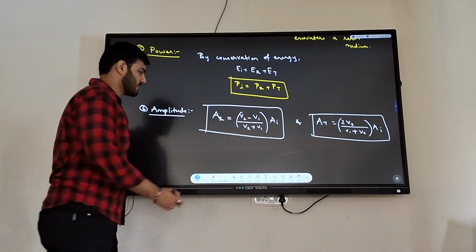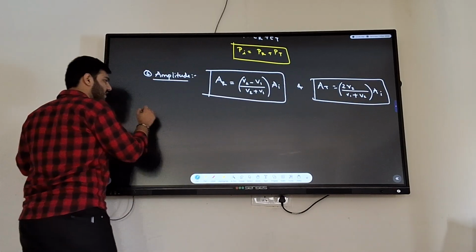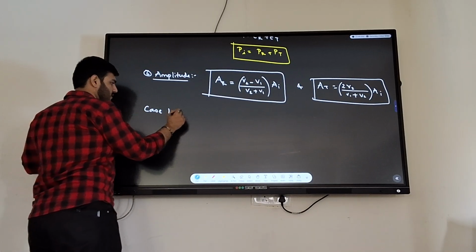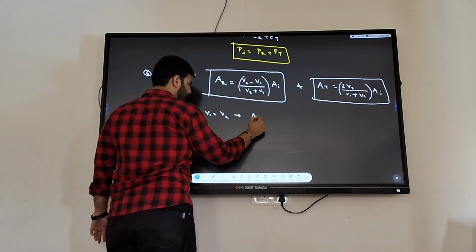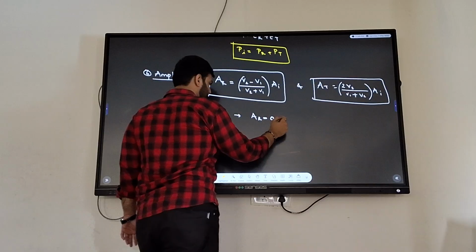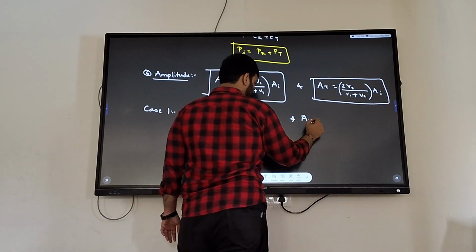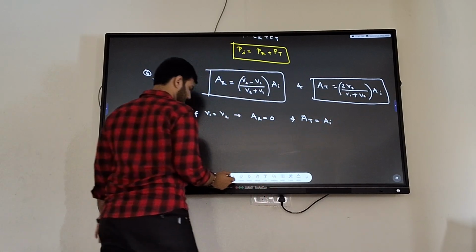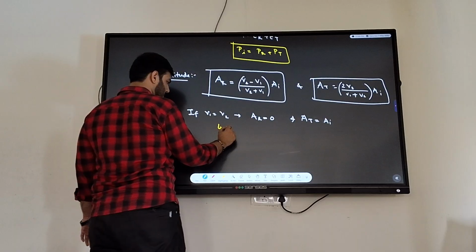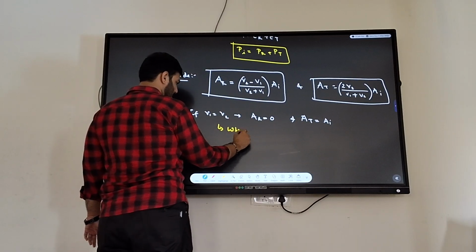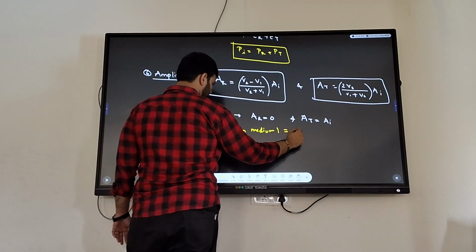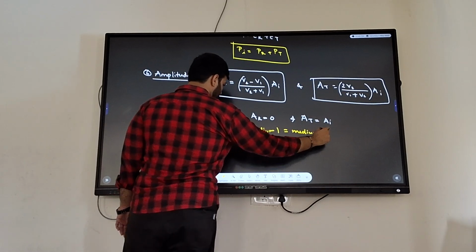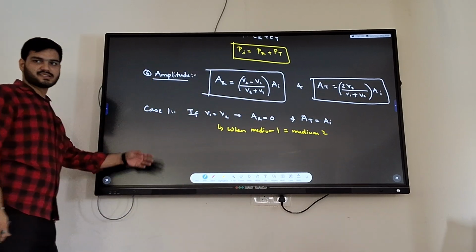Yes. So let me write all the cases. Case 1. If V1 equal to V2, that means Ar equal to 0 and At equal to Ai. And when does this case occur? When medium 1 is equal to medium 2. It only makes sense.